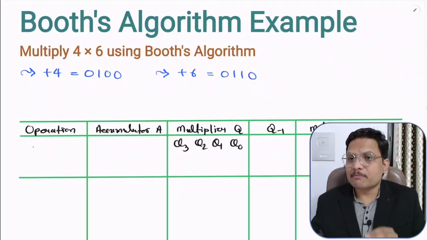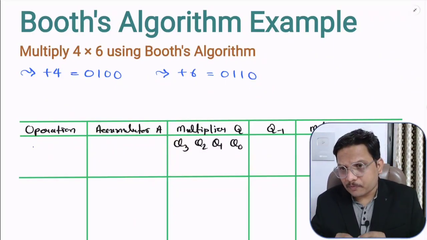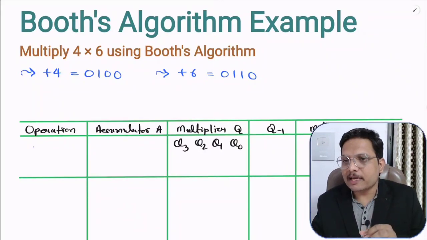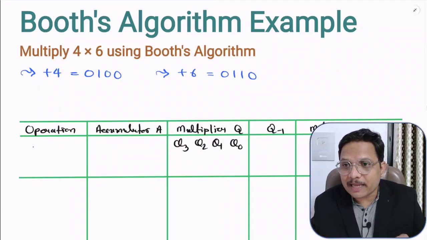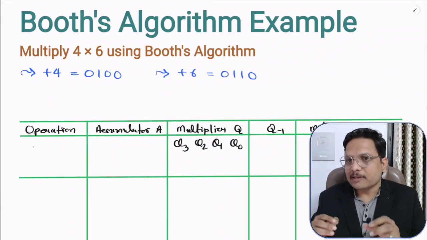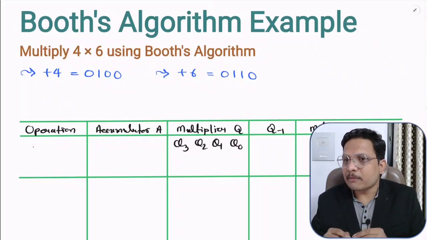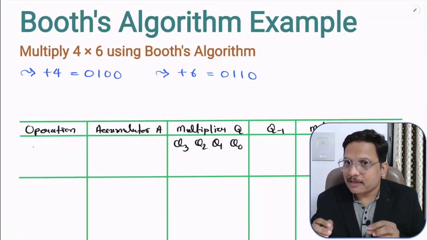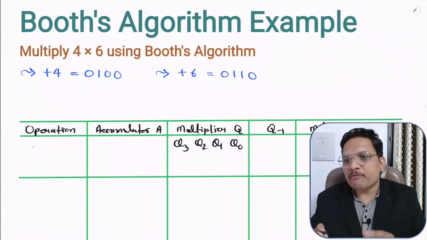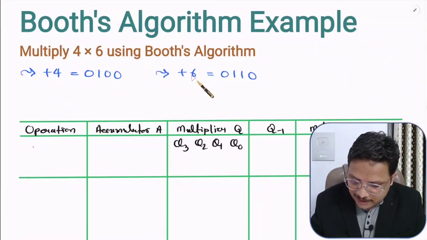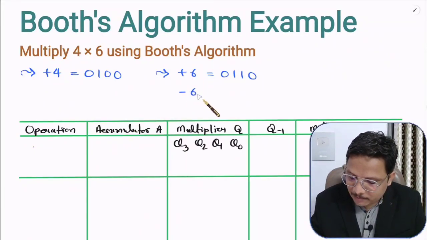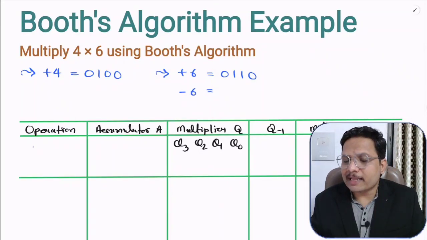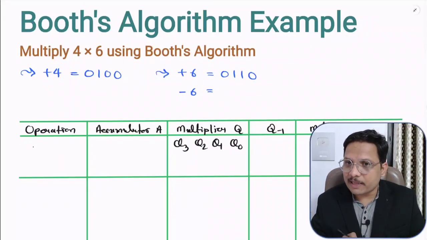Now, my dear students, we need this multiplicand as both plus and minus. The reason is that in the steps we need to add the multiplicand and subtract the multiplicand. Adding the multiplicand means adding plus 6, but subtracting the multiplicand means adding minus 6. So along with plus 6, I also need minus 6. How do we get negative data? In a computer, negative data is obtained using 2's complement.